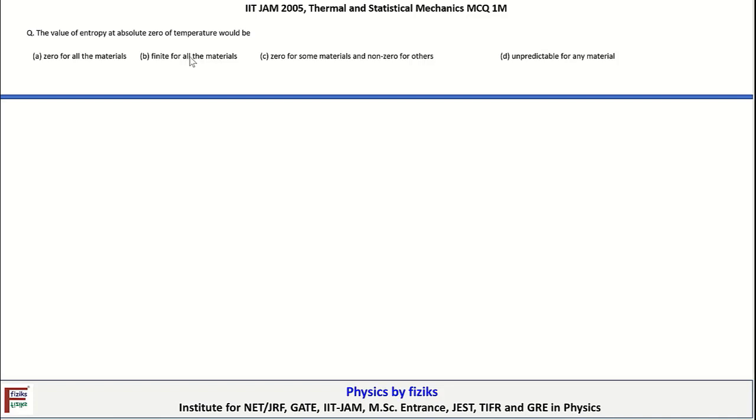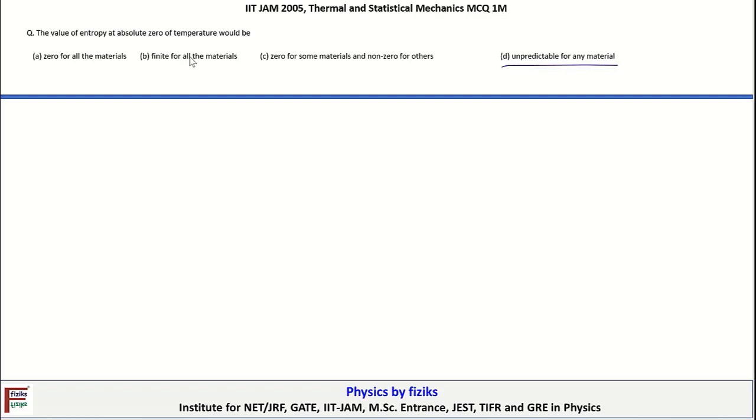So let's continue with the next question. The question is, the value of the entropy at absolute zero of the temperature would be 0 for all material, finite for all material, 0 for some material and non-zero for others, or unpredictable for any material.